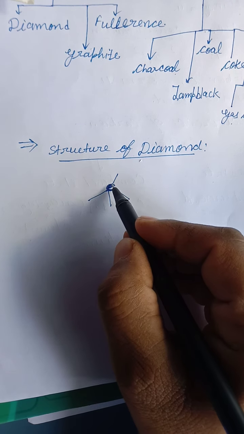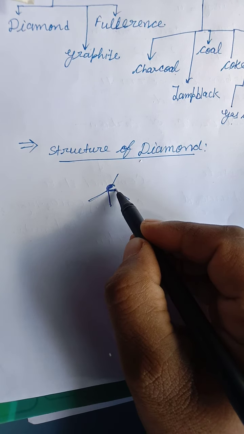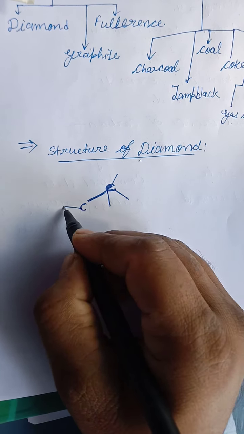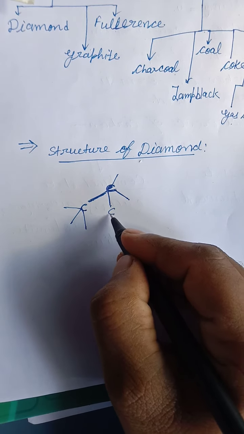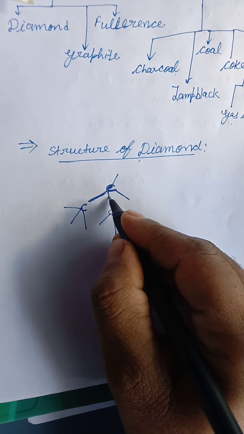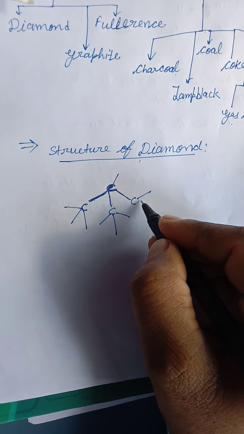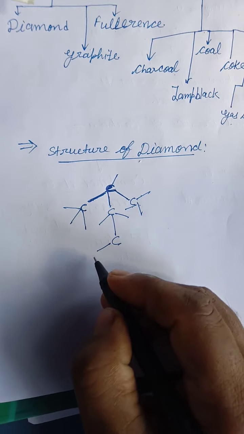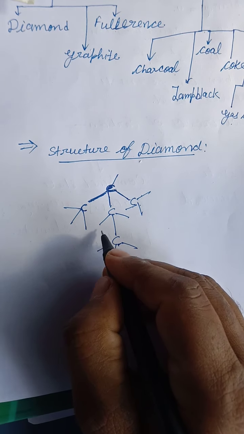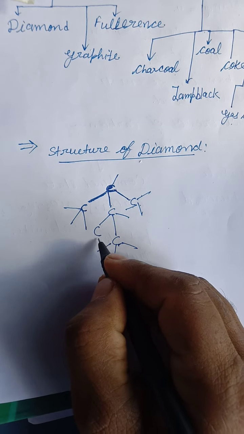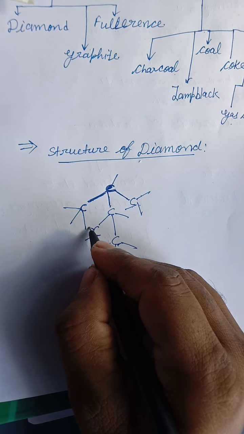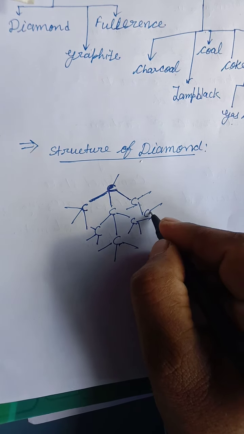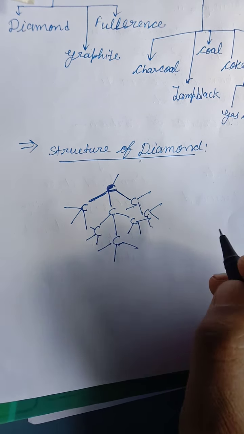with 4 chemical bonds. So this is 1, 2, 3 and 4. Understood, my dear? Again this carbon is attached with 1, 2, 3 and 4. This carbon 1, 2, 3 and this is 4. Similarly, each carbon is attached with how many chemical bonds, my dear? 4 chemical bonds it will be attached.